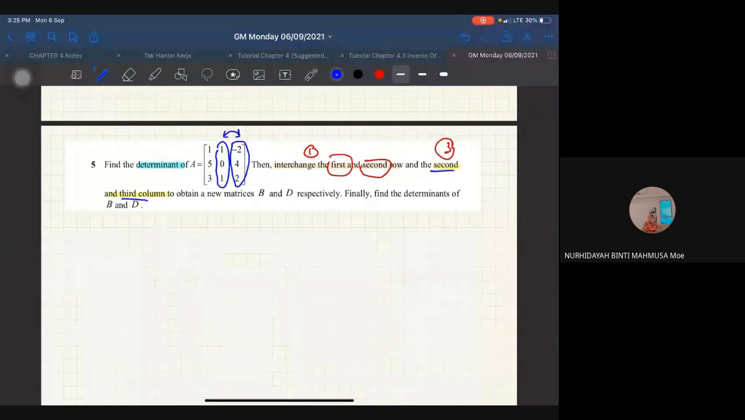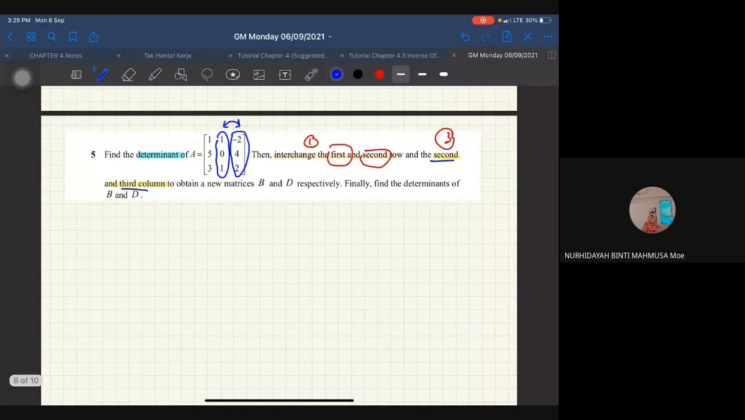Okay, alright, so for the first part, dia kan minta kita cari determinant. So kejap, determinant kita for this one, apa awak dapat? Determinant of A.